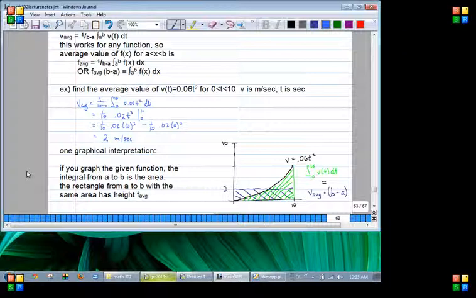The length is b minus a, starts at a, goes to b, so length is b minus a, and the height, I just drew it with the height of the average value, which was 2. And so what this formula tells us is that those two areas are the same. So what we're doing is we're constructing the rectangle that has the same area. So that's one way to interpret what average value means.